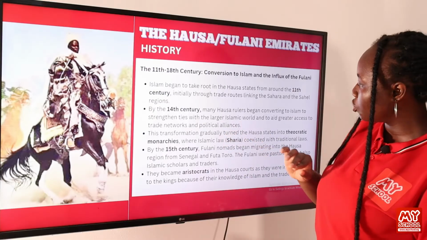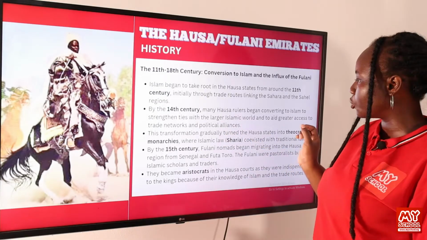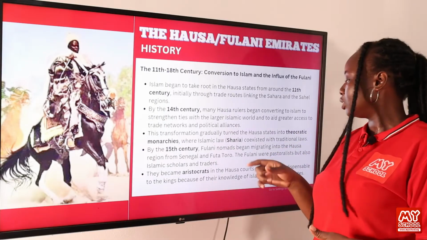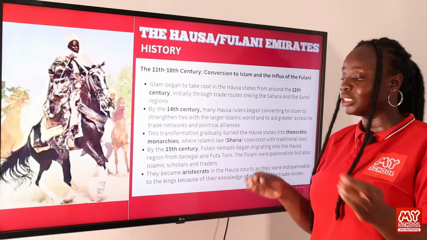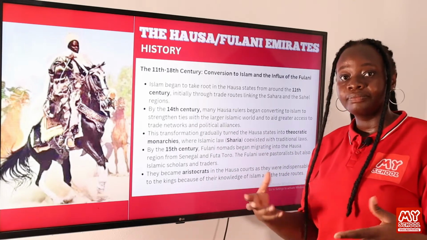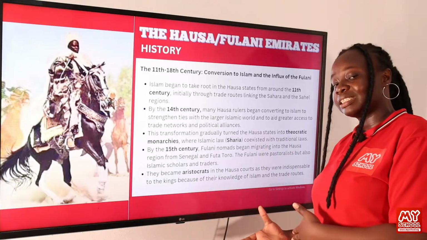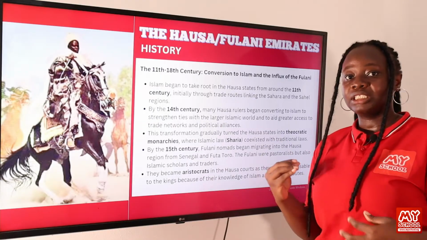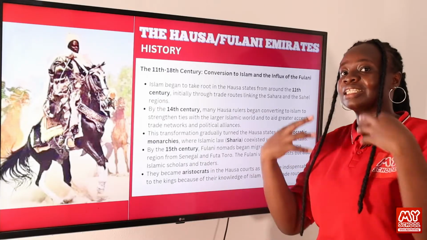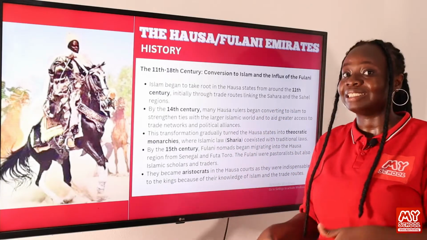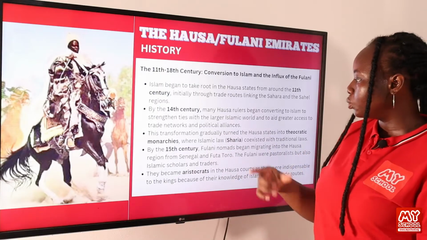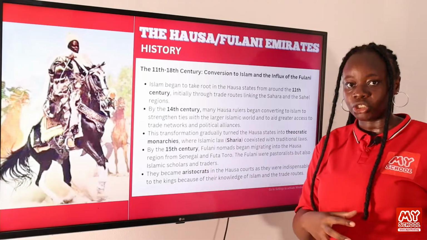So this transformation gradually turned the Hausa states into theocratic monarchies. So we've talked about theocracy as a system of government. Theocracy is a system of government where religious leaders rule. So these monarchies, these kings that were ruling the Hausa states at the time, they were theocratic in nature, in the sense that they converted to Islam, and they started making use of Islamic laws and customs within their land. So it became a theocratic monarchy. Islamic law, known as Sharia, coexisted with their traditional laws.